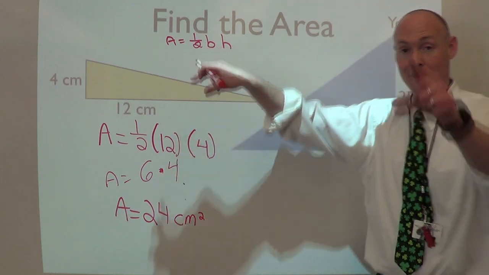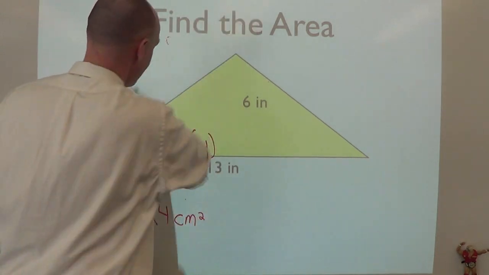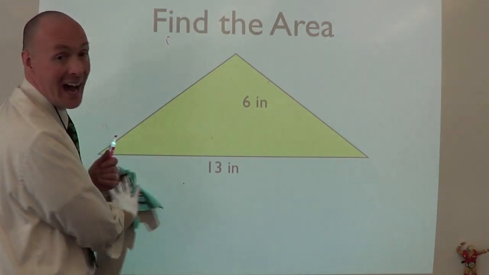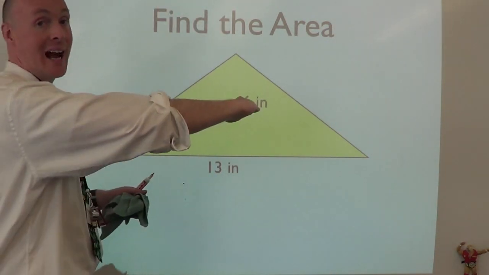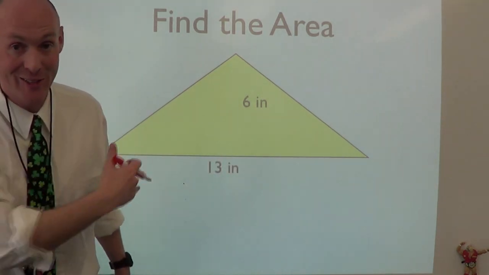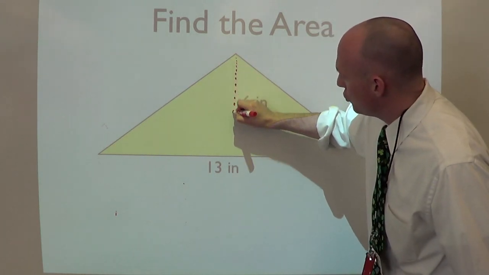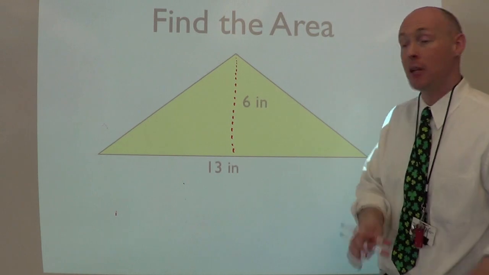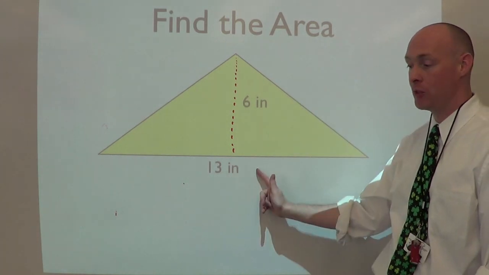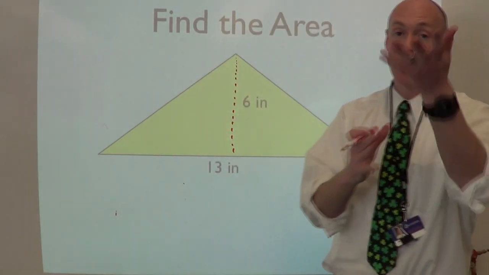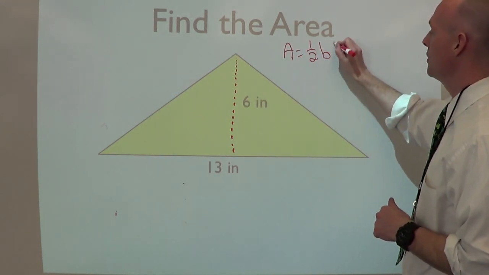Use that formula. Now, not all triangles are going to be right triangles. And in this case, this is not a right triangle. Remember, a right triangle is one that comes to a 90-degree angle. There's no 90 degrees on this triangle. So in this case, the height is going to be right down the middle like that. Please don't make the mistake and say that's the height. No, it is not. Height has got to be straight from the top to the bottom. Good news is, though, we still use the same formula. Area equals 1/2 base times height.